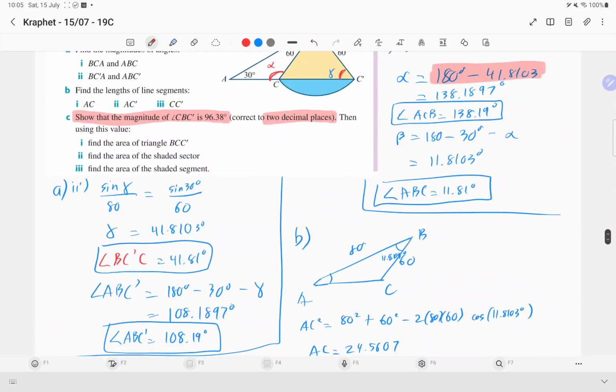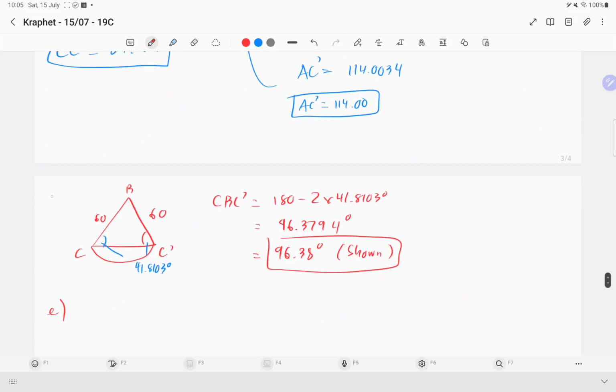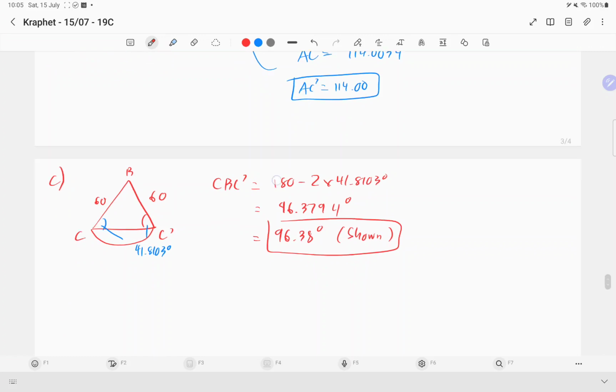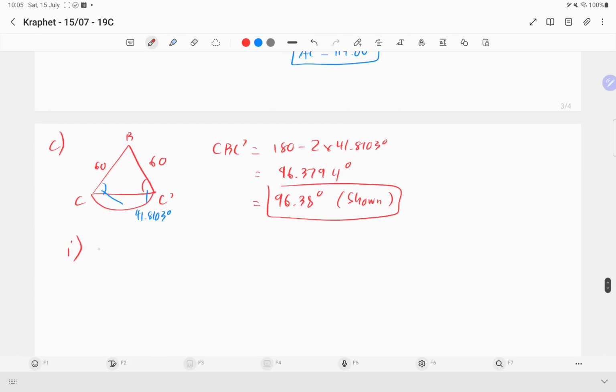Oh, we're still on C. Oh, not even D yet. This is C. Okay, so that's the first part of C, and C1 would be the area of ACC dash, which would be half, right? 60 times 60 times sine of the angle, which is 96.3794 degrees. Okay, again, you have to write a formula to get the marks. So half AB sine C.